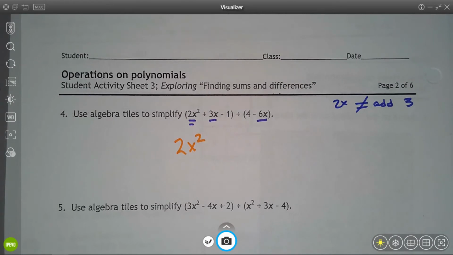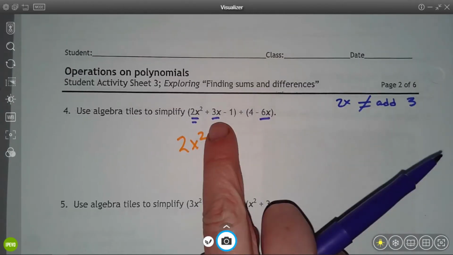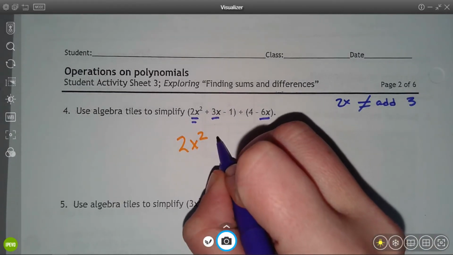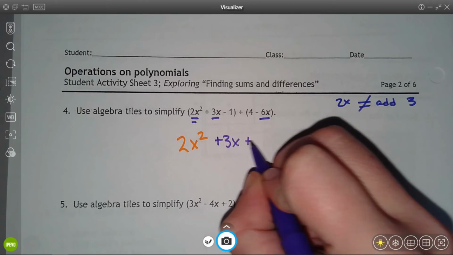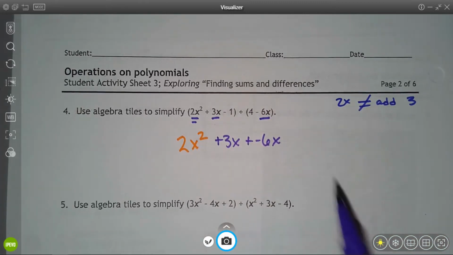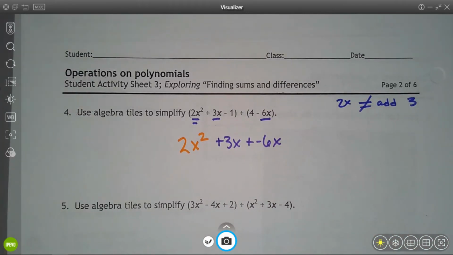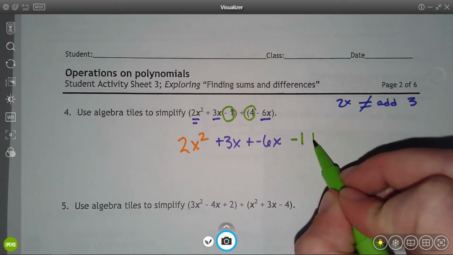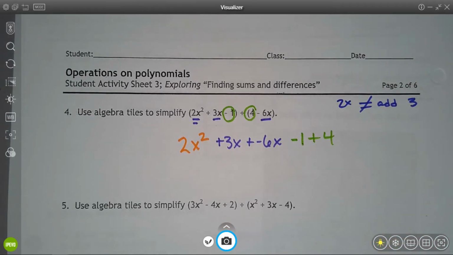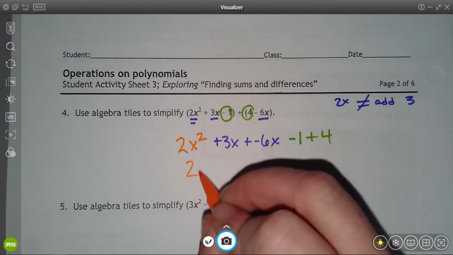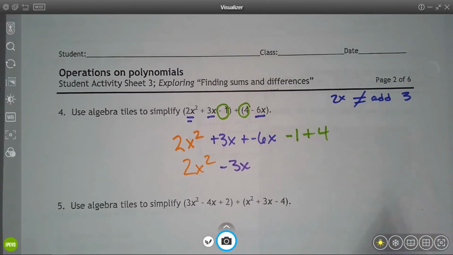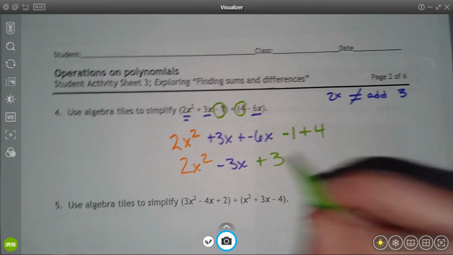Okay. Then I'm going to look at my single. I got a 3x plus a negative 6x. And if it helps you, you could say 3x plus negative 6x. And then lastly, I have my ones that do not have lines under them, negative 1 plus 4. So now I can go ahead and bring this down. I've got 2x squared. 3x plus negative 6x is negative 3x. And then lastly, negative 1 plus 4 is a positive 3.